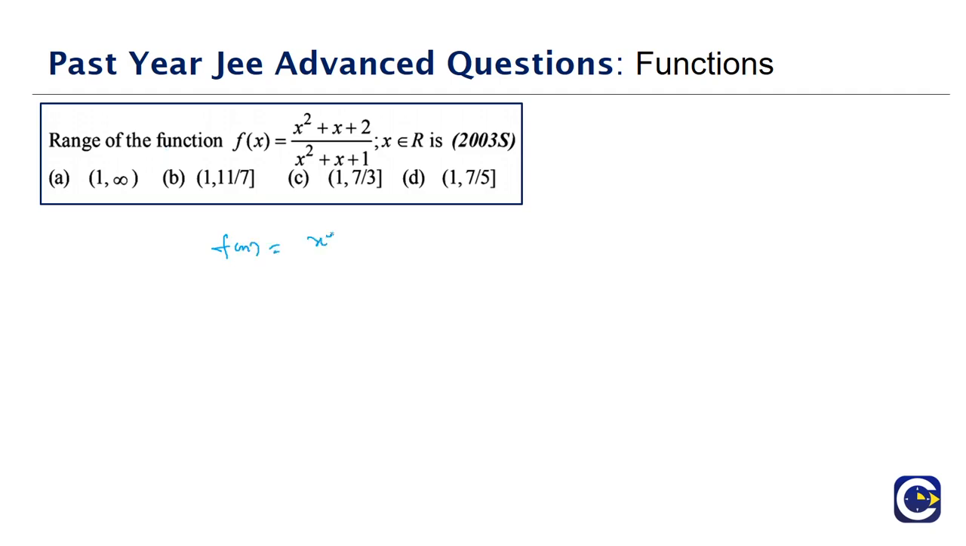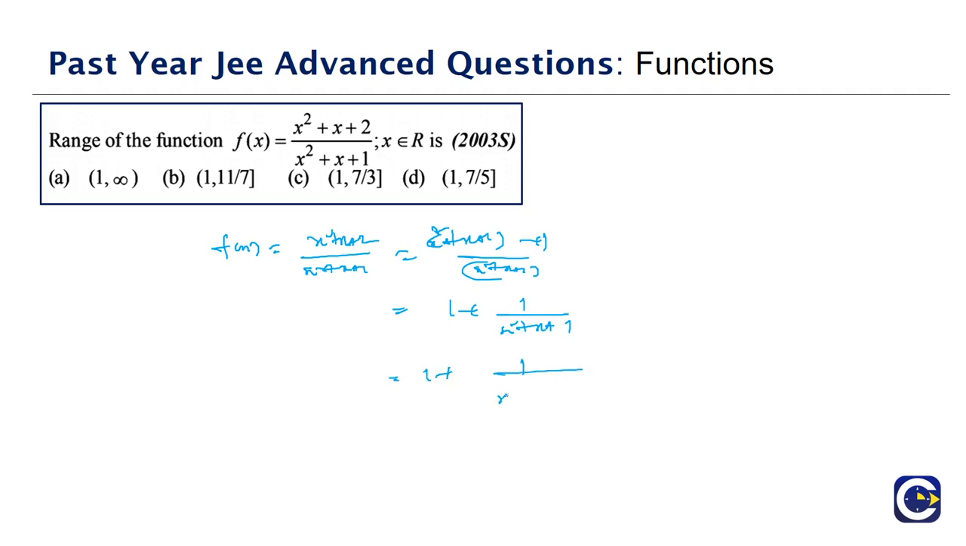F of x is equal to x square plus x plus 2 divided by x square plus x plus 1, which is equal to x square plus x plus 1 divided by x square plus x plus 1, which is equal to 1 plus 1 by x square plus x plus 1, which can be written as 1 plus 1 by x plus half whole square plus 3 by 4. So from this function we can see clearly the minimum value is nothing but 1, right? The minimum value is 1, and so f minimum is 1.